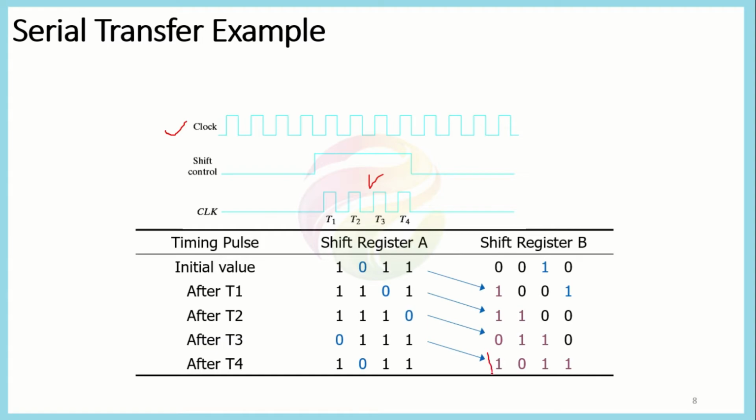Now you can see that the value of B is now equal to A. And because of the feedback that we have used from the output of A towards the input of A, we are also able to retain the same value of A after the fourth pulse. So in this way, a shift operation occurs and we transfer our data from one shift register to another shift register.